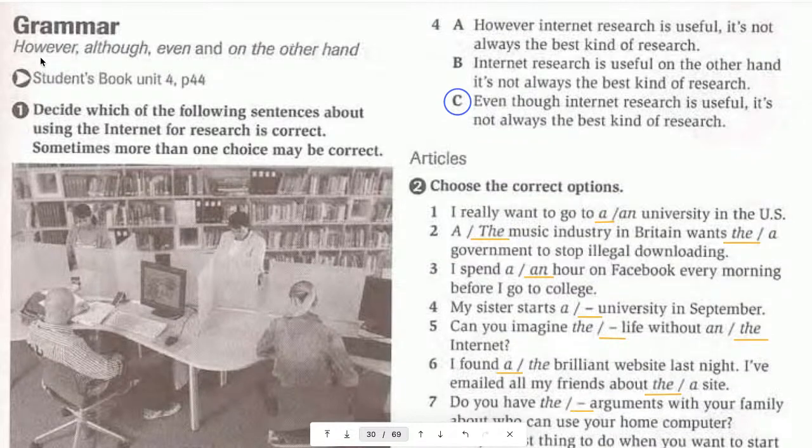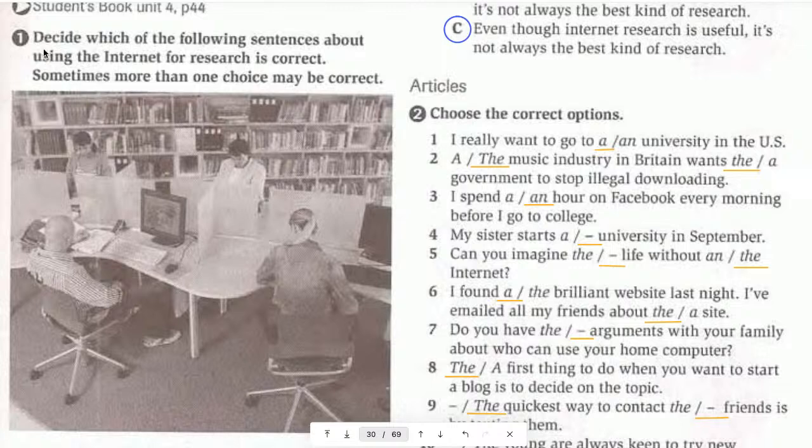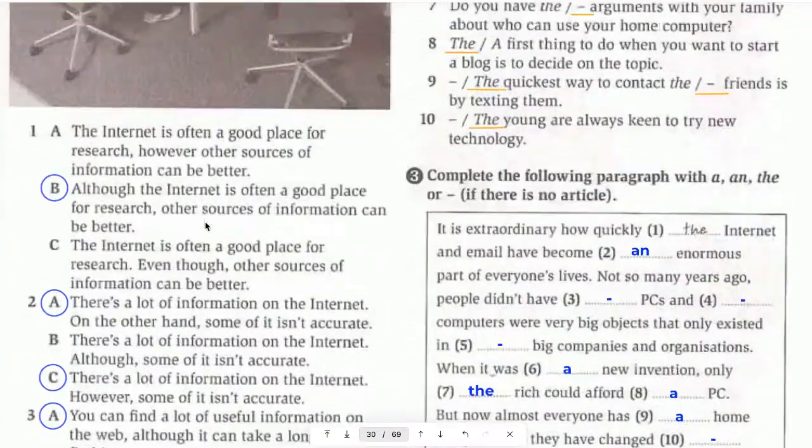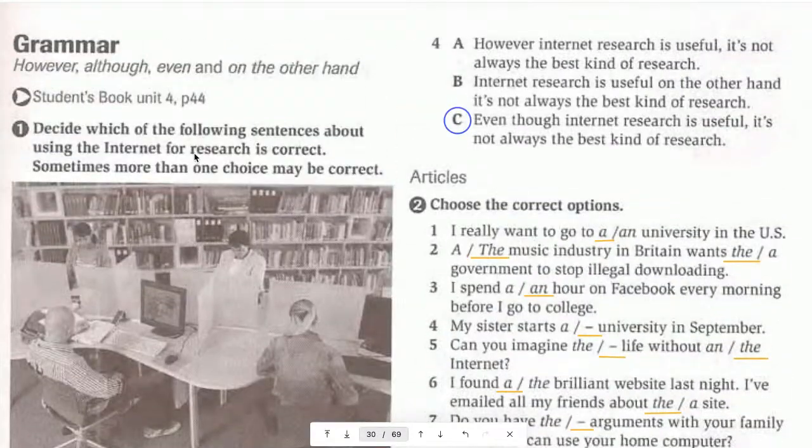Okay, now grammar, however, although, even, and on the other hand, you can check student's book, unit 4, page 44, if you want to. Number 1, decide which of the following sentences about using the internet for research is correct. Sometimes more than one choice may be correct. Okay. Decide which of the following sentences about using the internet for research is correct.